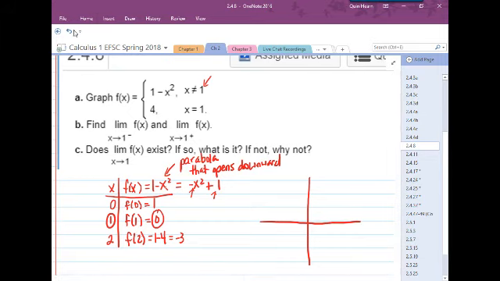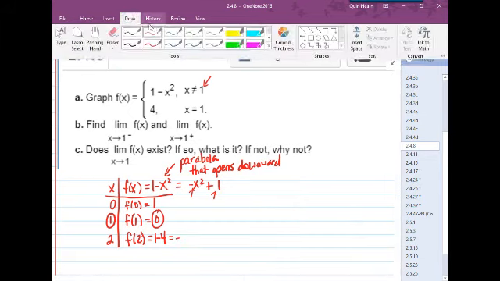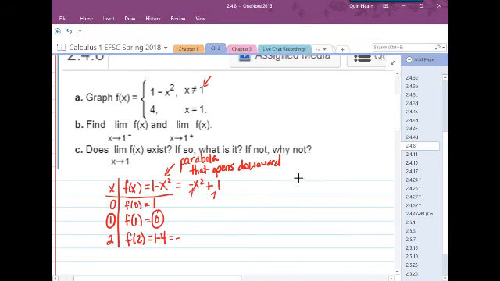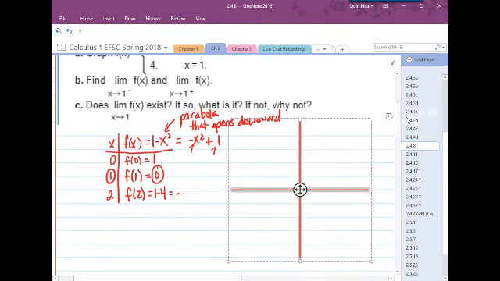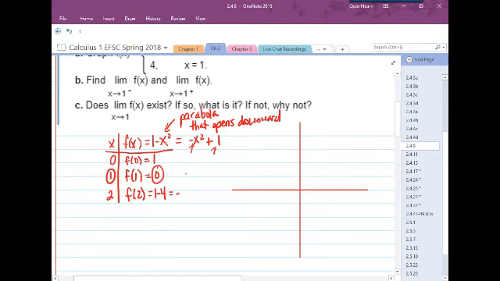Oh, you know what I forgot? We have a nice little XY chart here. Okay. All right, so we're going to go through 0, 1, which would be here. We're going to go through 1, 0, but that's going to be an open dot. And we're going to go through 2, negative 3.